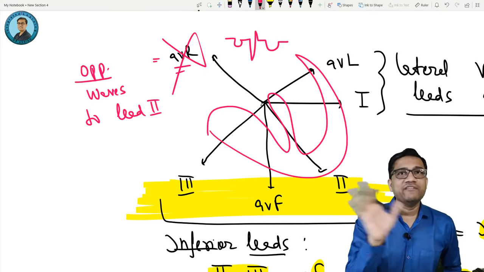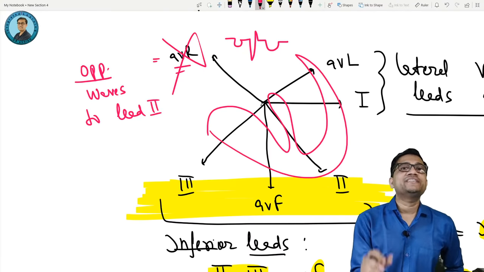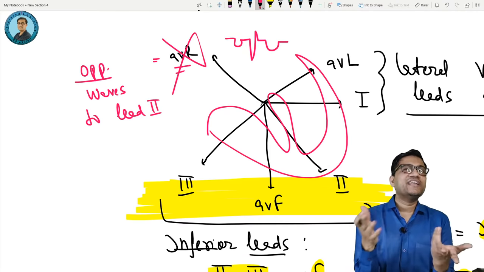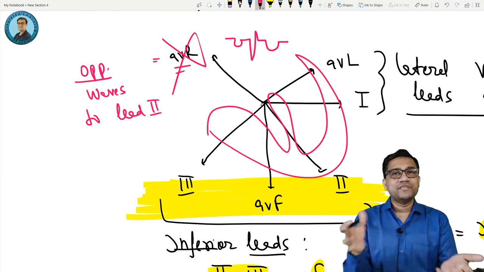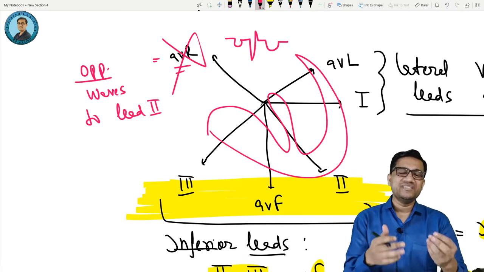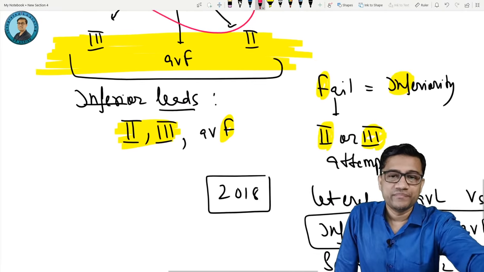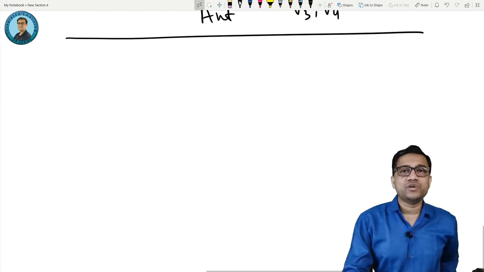I'm telling you, AVR has no use except that it is a reference scale. It's like we have something to check whether things are going right or not. Okay, clear? Chalo. Ignore. Now comes the second question.